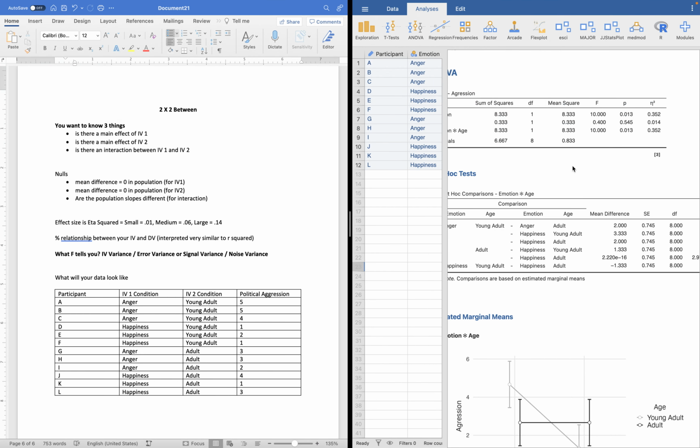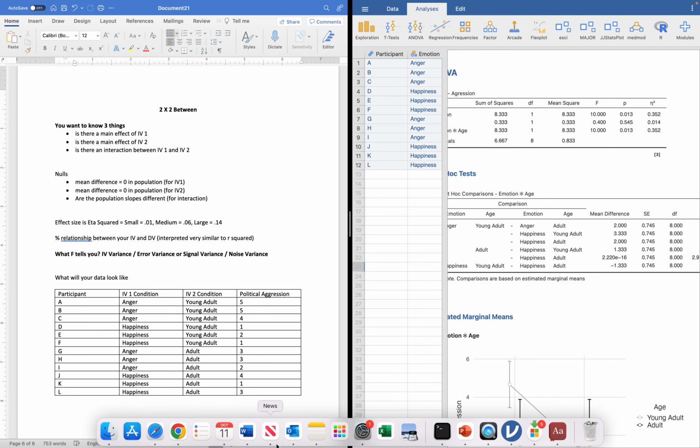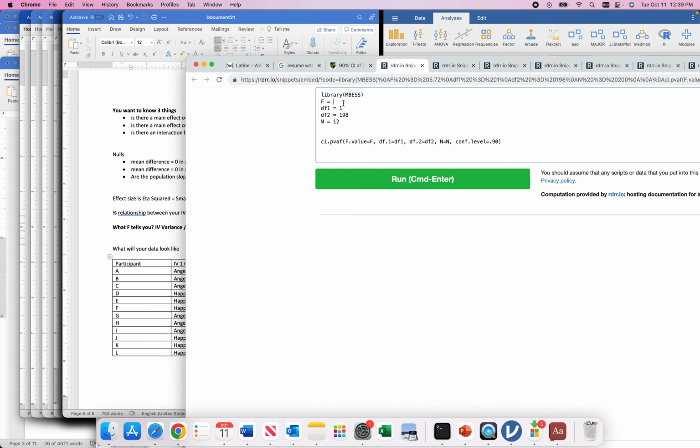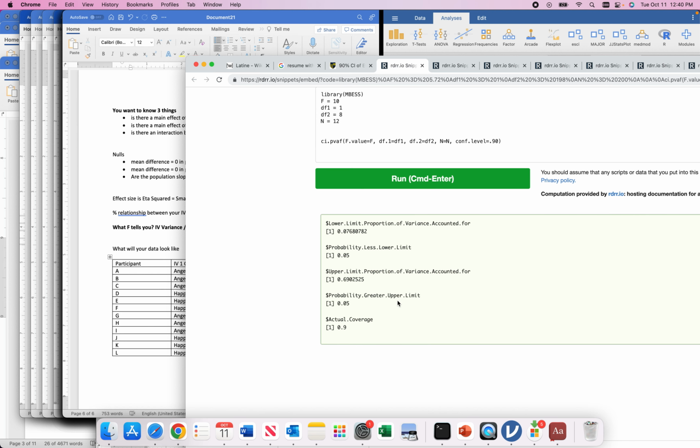My F statistic was 10. My degrees of freedom are 1 and 8. So 10, 1, comma 8. Run my 90% confidence interval. Don't know why it hung up there, but now we're good. The lower limit is 0.07. That's good. That's a nice medium effect size, 7.6%. The upper limit is 69%. So the population effect is somewhere between a medium and large effect.